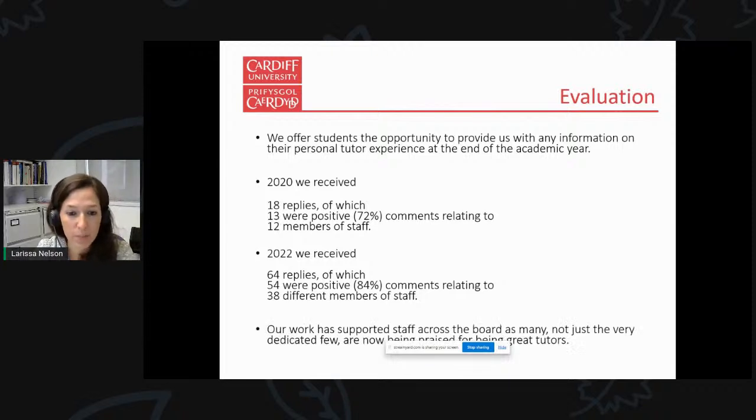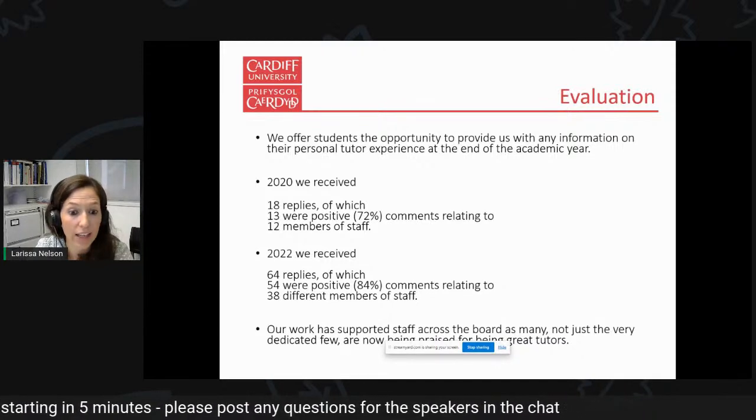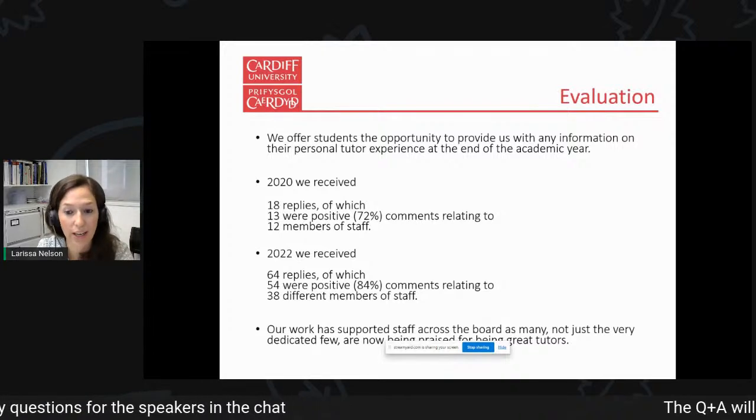So we can see that the support we've given to staff has helped across the board. It's not just a dedicated few highly engaged personal tutors, but now we're seeing a lot more engaged personal tutors across the board.